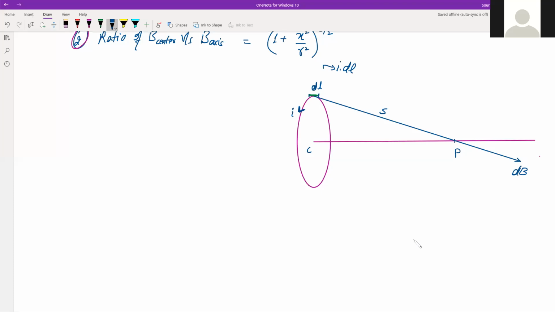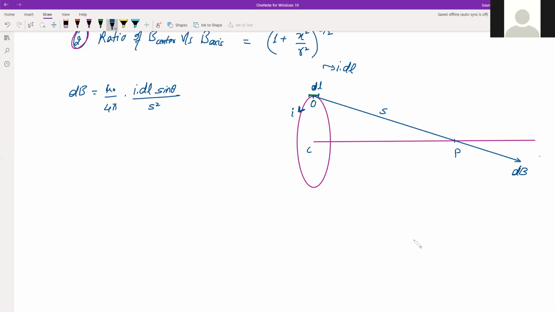Now, as per Biot-Savart's law, this dB, which is the magnetic field at P due to this small segment dl, the magnitude of that dB will be given by mu naught divided by 4 pi, I dl sine theta, divided by r square. r is actually the distance between the current element and the point of observation. So suppose this point is O, then that is OP. OP is the distance, and that we have represented here as S. So let us write that as S square.